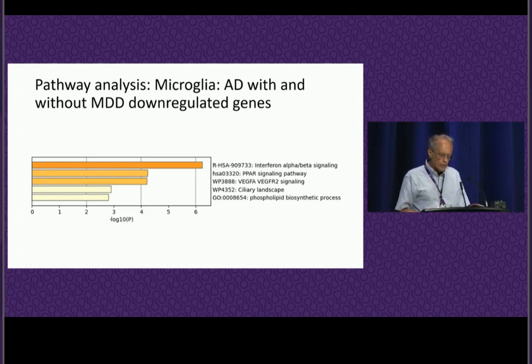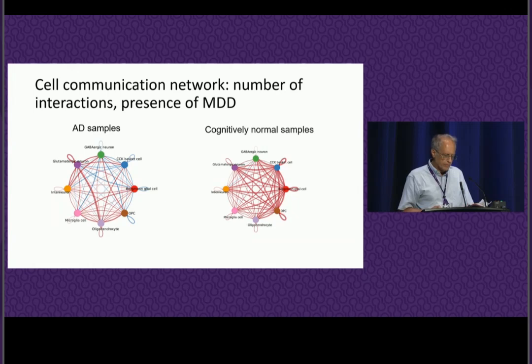Pathway analysis in the microglia focused on the downregulated genes in the AD cohort. So in this case, downregulated is MDD relative to no MDD. Several pathways are implicated in both AD and MDD pathophysiology, including the PPAR signaling pathway, interferon alpha-beta signaling with an impact on neuroinflammation, and VEGF-A, VEGFR2 signaling.